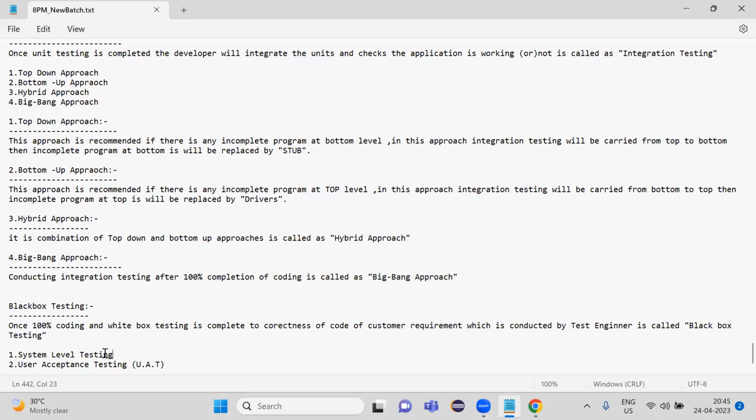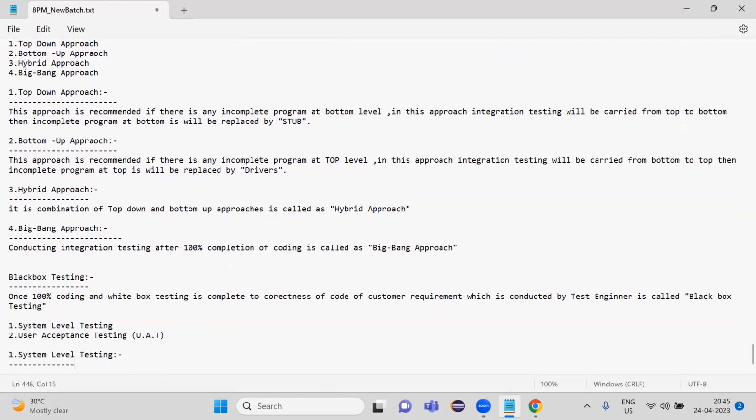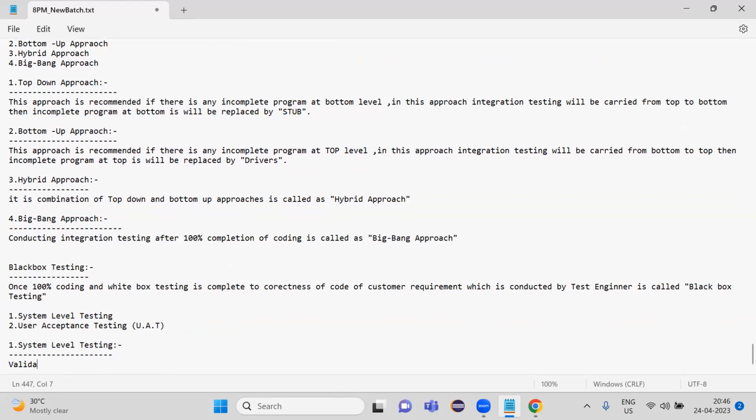Coming to system level testing, we follow different types of testing, that is functional and non-functional. System level testing is nothing but functional and non-functional testing. The test engineer validates both functional and non-functional. What is meant by non-functional? Like security testers and performance testers.